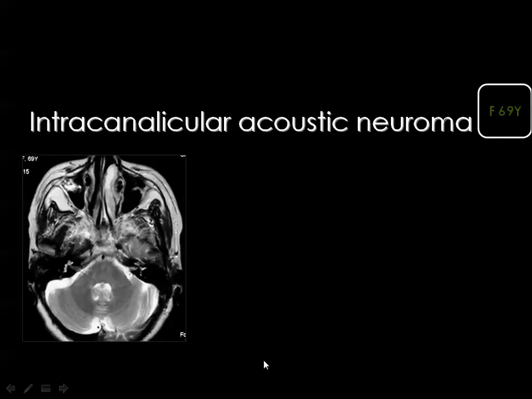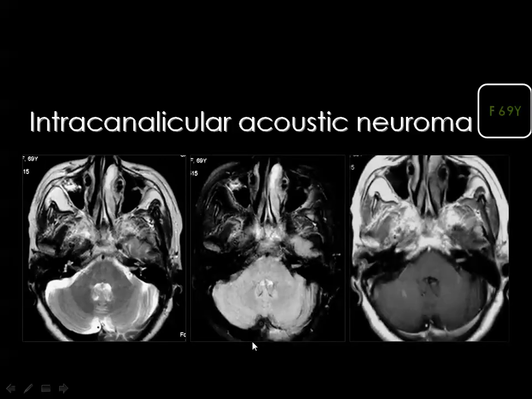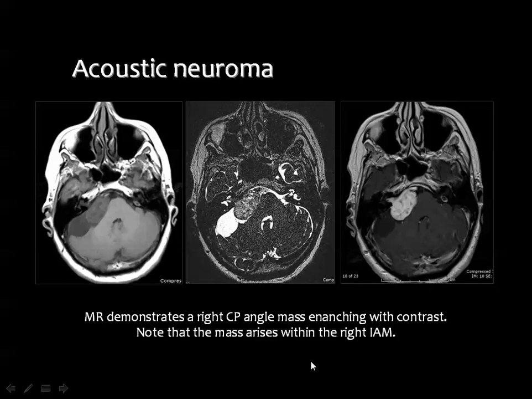In this patient, you can see that the right internal canal does not contain CSF. In the T2 weighted image, the detection of the lesion is difficult. But in the FLAIR image, where the CSF is black and the tumor is bright, you can easily identify the lesion inside the left internal canal. After injection of contrast media, you can see the tumor filling the left internal canal, diagnostic of an intracanalicular acoustic neuroma. Acoustic neuroma is an extra-axial lesion.